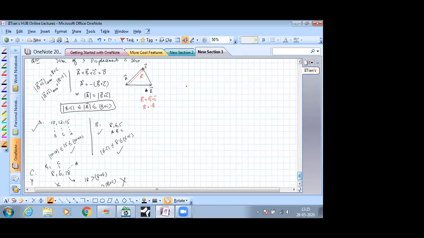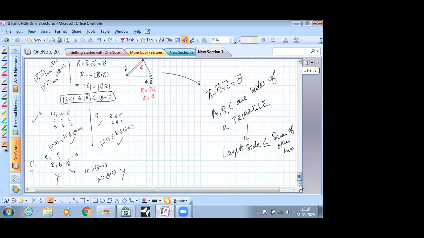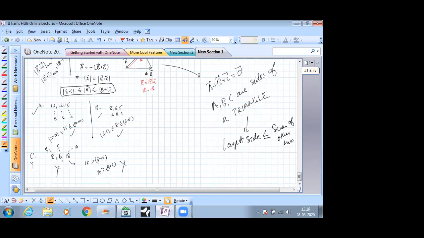Okay, so in very simple terms, if I say A plus B plus C is equal to 0, that means A, B, C are sides of a triangle. Now there is a simple principle in a triangle that the largest side is less than the sum of the other two. In this case, we can take less than or equal to also, because a triangle can collapse into a straight line. So that is what is going wrong in option C. The largest side is 18. It is becoming greater than the sum of the other two sides.